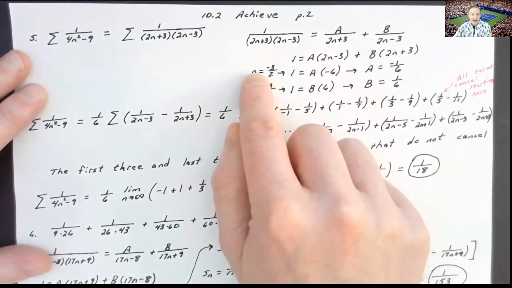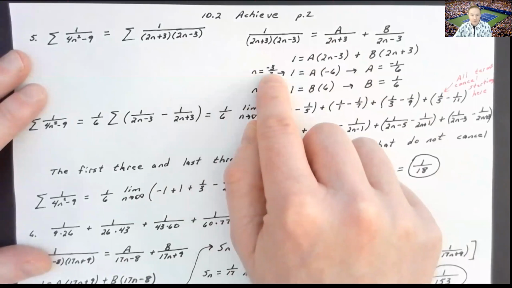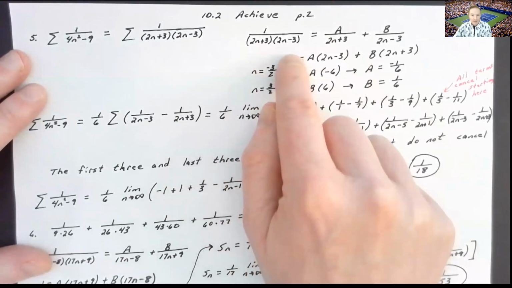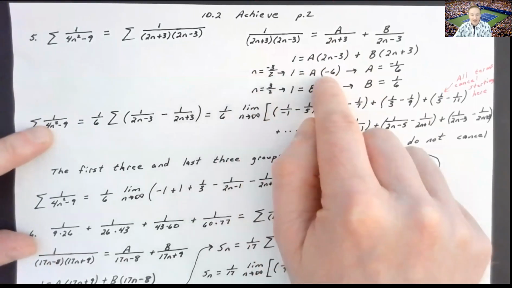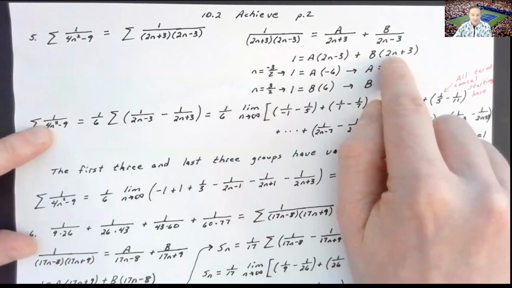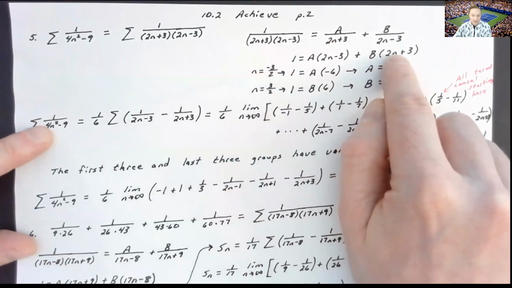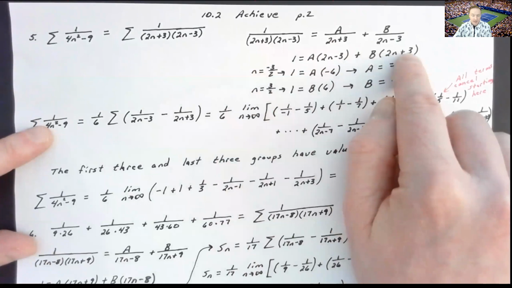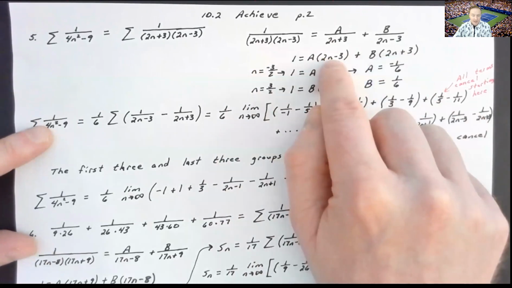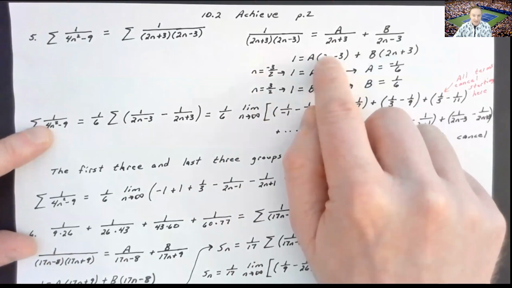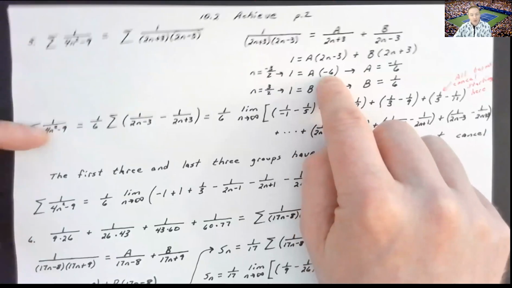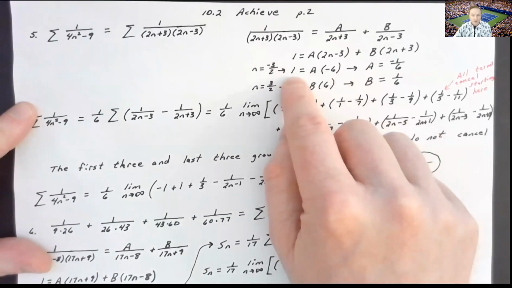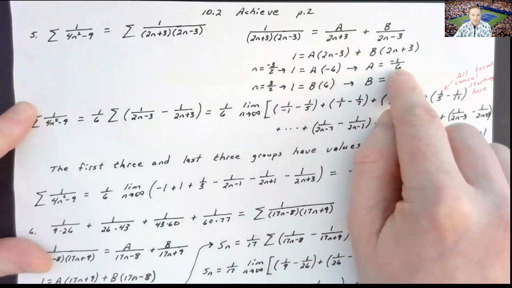So please notice, I let n equal negative 3 over 2. When I do that, my left-hand side is still 1 because there are no n's left in it. On the right-hand side, if you plug the negative 3 over 2 into this expression, b would be multiplied by 0. Plug negative 3 over 2 in right here, you'll get 2 times negative 3 over 2 is negative 3. Negative 3 minus 3 gives me a times negative 6. So now I know negative 6a is equal to 1, thus a is equal to negative 1/6.